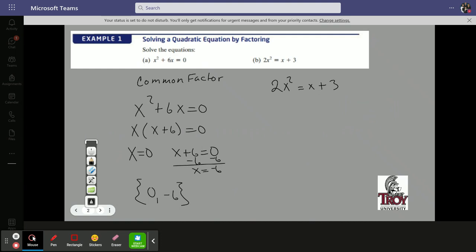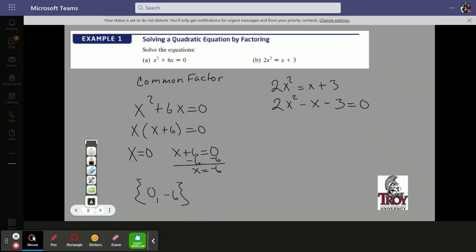Set it equal to 0, exactly. So I got to move these two guys. So I'm going to have 2x squared minus x minus 3 equals 0, right? I'm going to move those other two over to the other side. Now, trial and error.